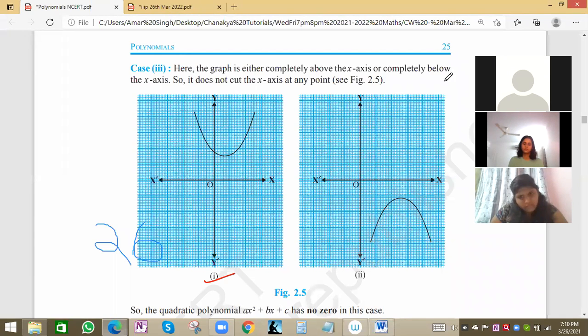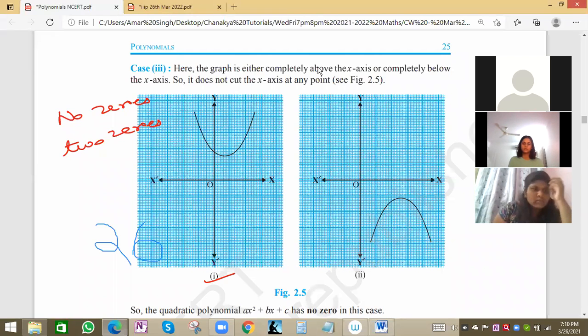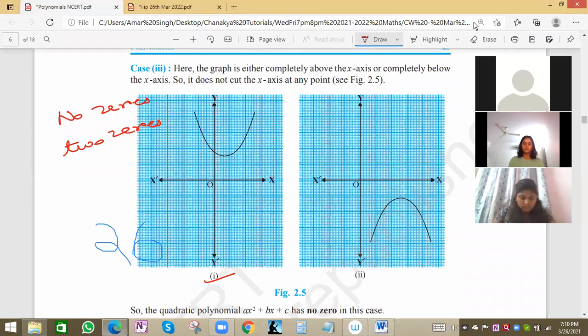Fine. So no zeros. One answer I got is no zeros, and one answer I got is 2 zeros. Any other answer? Because for this graph we have to find the number of zeros, which means the number of solutions also. Anyone having an answer other than this one?